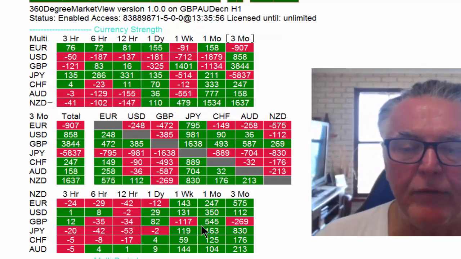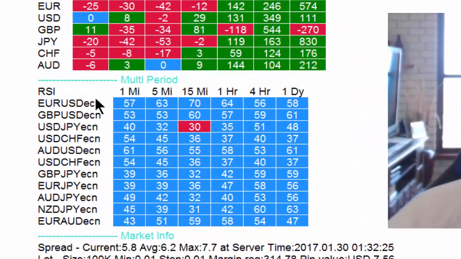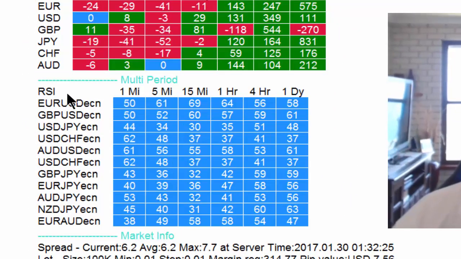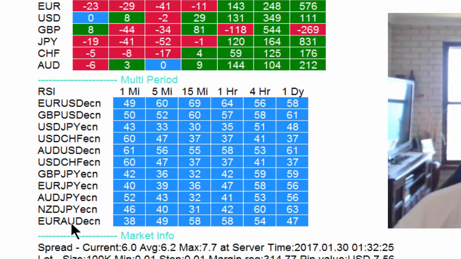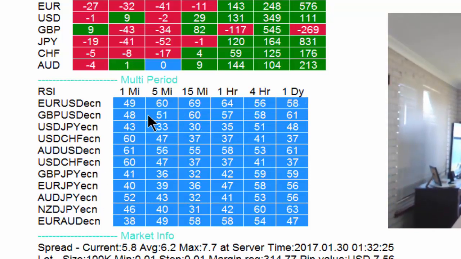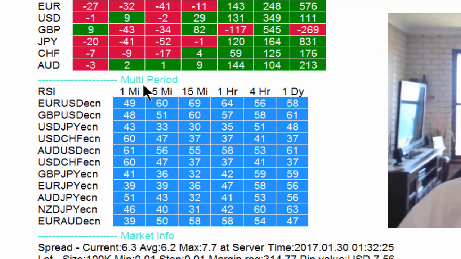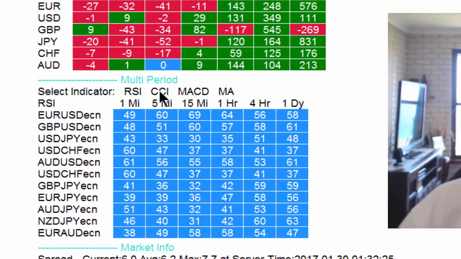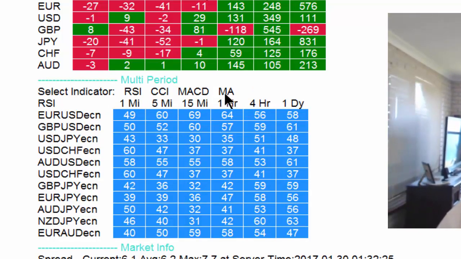Very interesting information. And then we can, at the same time, see the readings on the RSI for a number of currencies over a number of time frames. As you can see, the RSI is pretty neutral at the moment. It is the end of the Asian market, so things are pretty slow in the market, and you can actually view these readings for the CCI, the MACD, and the moving average.